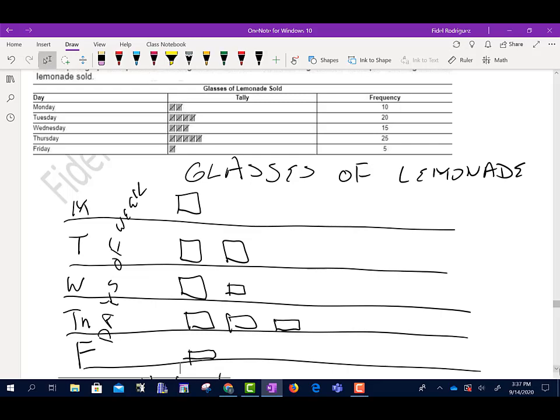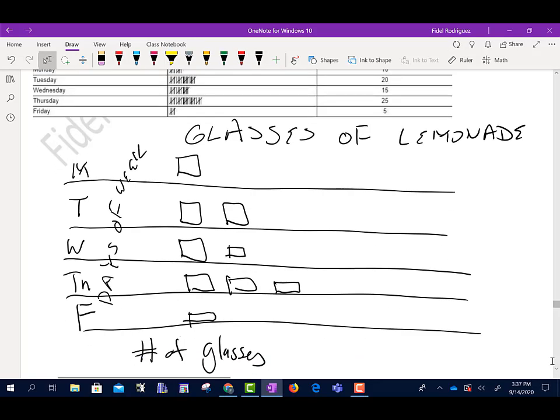And here's my pictograph. My picture obviously is a little messy, guys, because I'm doing this freehand, but obviously these are supposed to be half glasses.